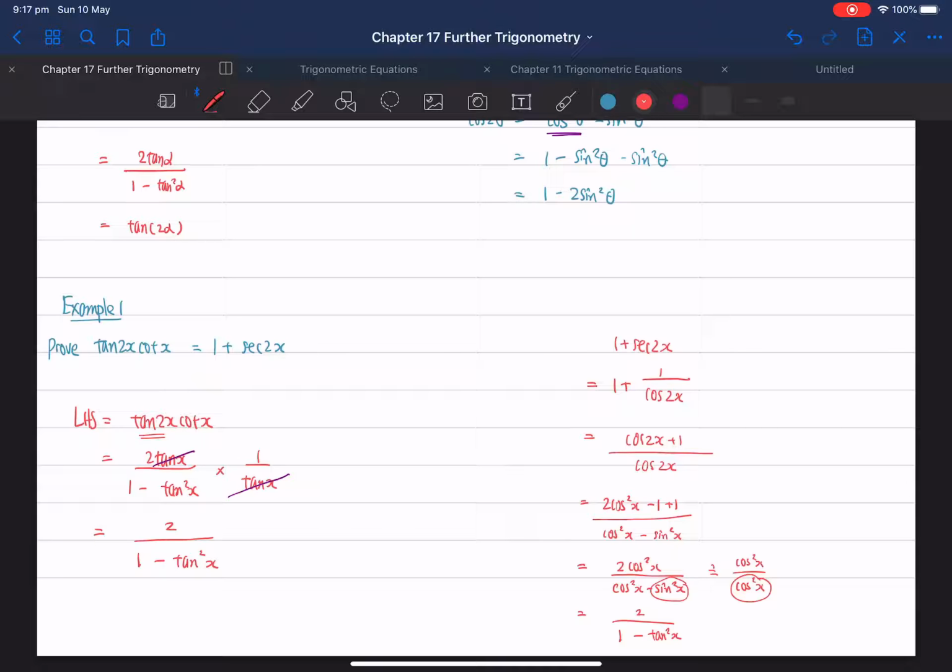But obviously, I don't recommend you use this method to work out the answer. Because as you can see, you're starting from the left-hand side, you work to one part, and then you stop, and you start from the right-hand side and start to do the calculation there. What I suggest everyone to do is you definitely start from one side, and you work through that one side until you get to the right-hand side.